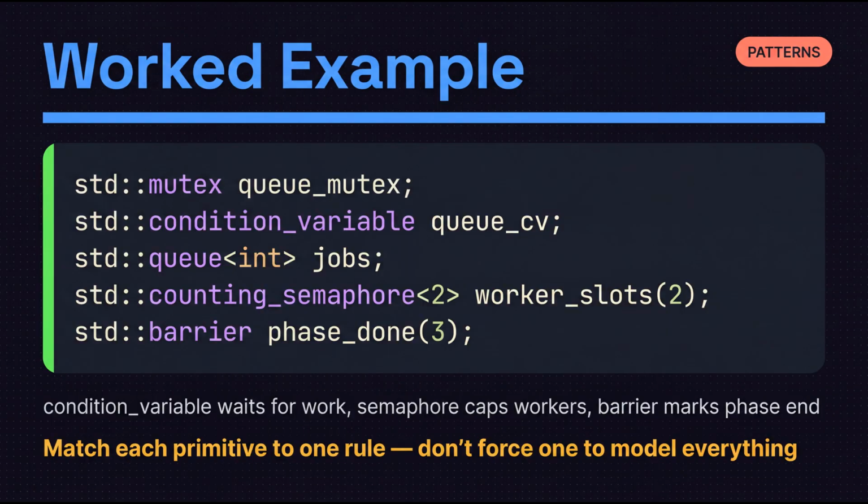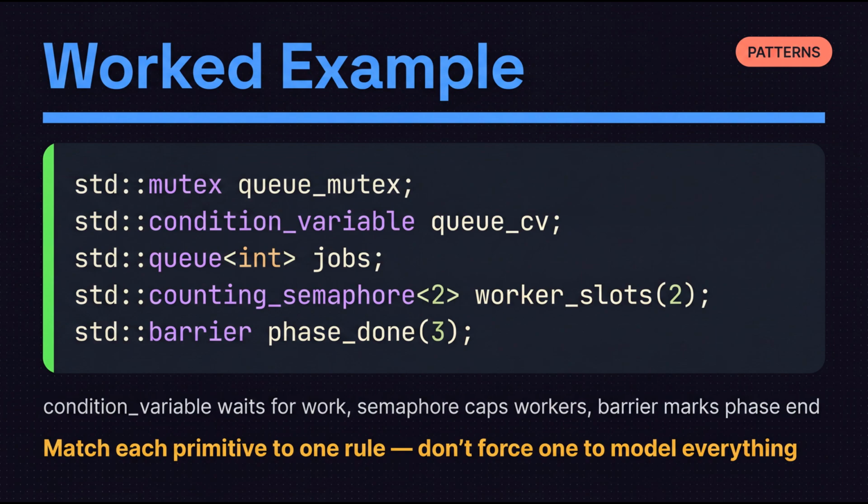Here's a worked example using 3 primitives together. We have a job queue protected by a mutex and condition variable. A counting semaphore with a limit of 2 caps how many workers process jobs concurrently. A barrier with count 3 synchronizes the end of each processing phase.